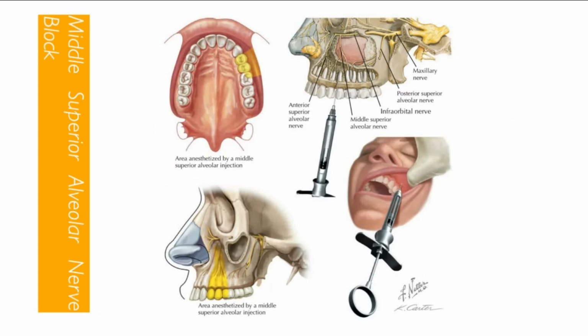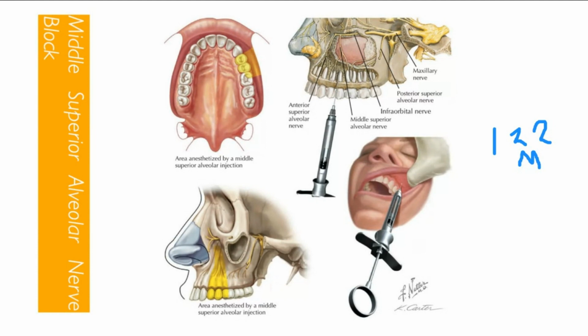Next is MSA. Name of the technique, middle superior alveolar. Point of entrance, 1, 2, 2. So this is MSA, second premolar. The same thing that we said with the ASA, you do the same here, but second premolar. You go up, and this will give you the territory. What's the territory? The two premolars and the mesiobuccal root.